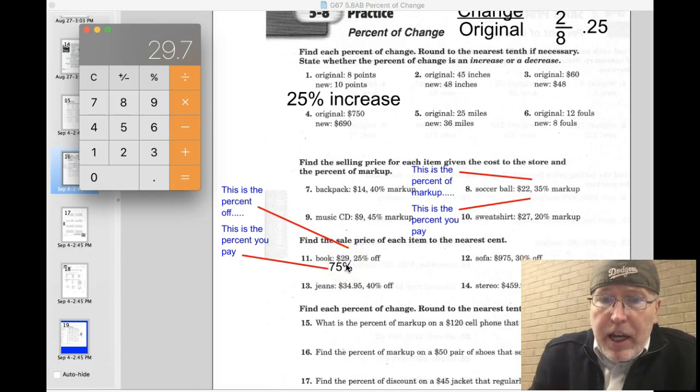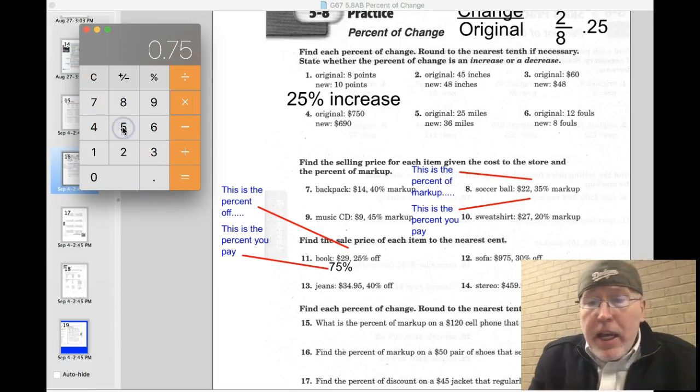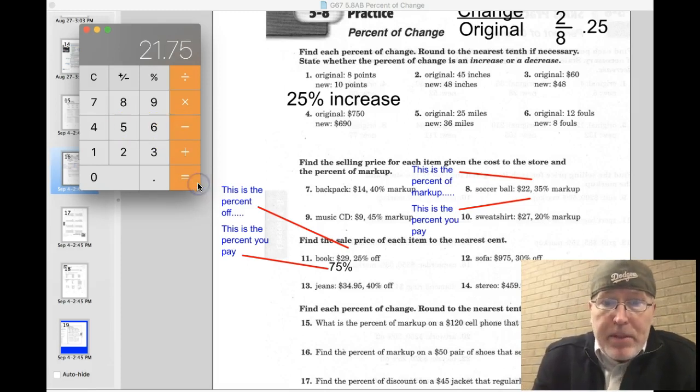Here, take a look at the percent off. Same thing. You've got $29 and it's 25% off. Well, I think about it this way. If you take that $29 and you multiply it by 75%, because again, if you get 25% off, you have to pay 75%. So I do it in one step and say that the price is $21.75.